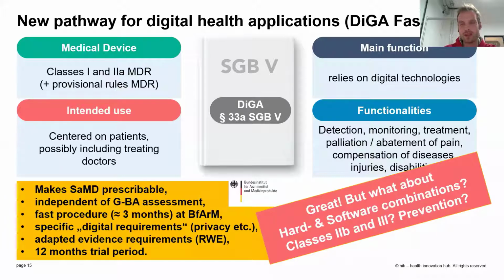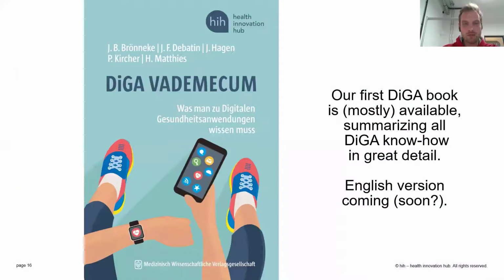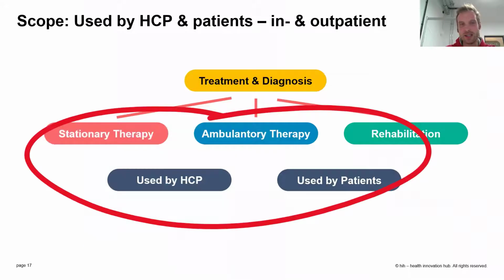So we still have some question marks here, but this is a major breakthrough, and worldwide the first structured pathway into such a consistent system, as far as we know. We also wrote a book about this. I think Henrik already made some advertisement for this. So it's not out in English at the moment, but if you want to know more about the DiGA Fast Track, you can read everything about it here.